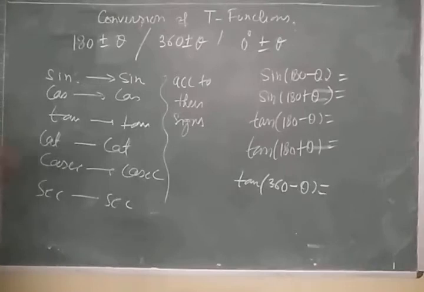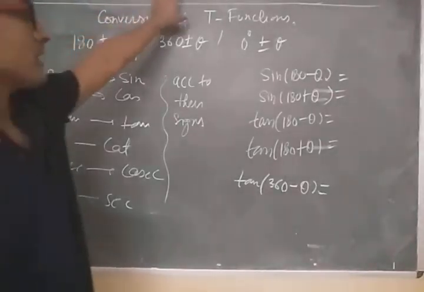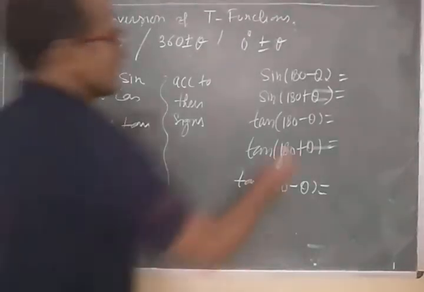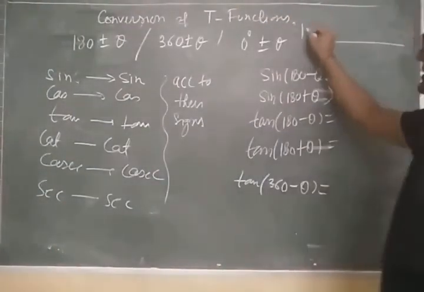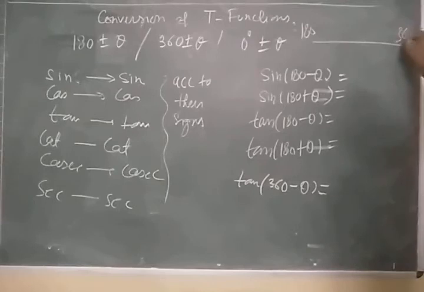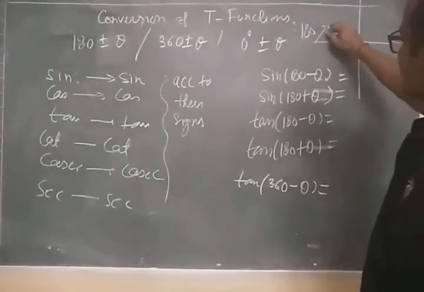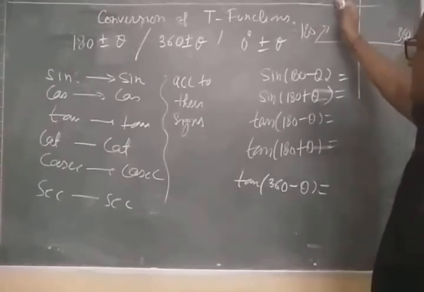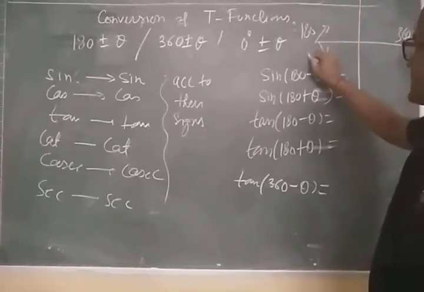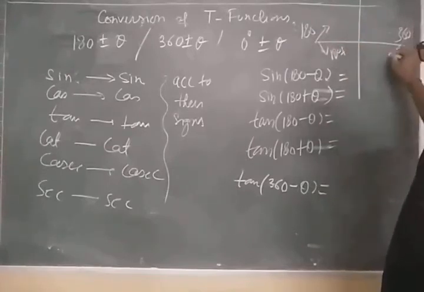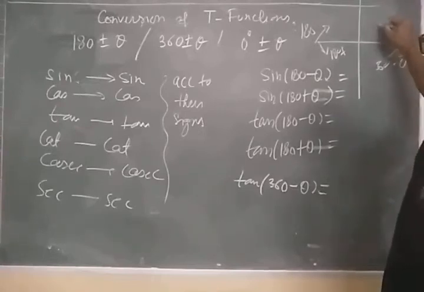Now again, conversion of trigonometric functions in the horizontal line. Horizontal line means the line of 180 degree. This is 180 degree. This is 360 degree. So if we make the quadrants, this quadrant is 180 minus, and this is 180 plus. This is 360 minus theta, and this is 360 plus theta.